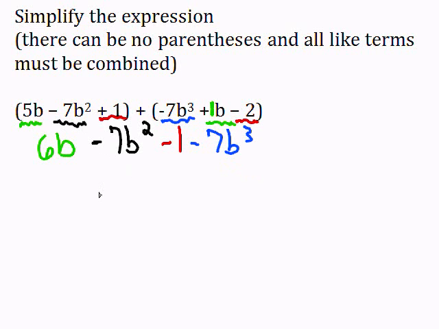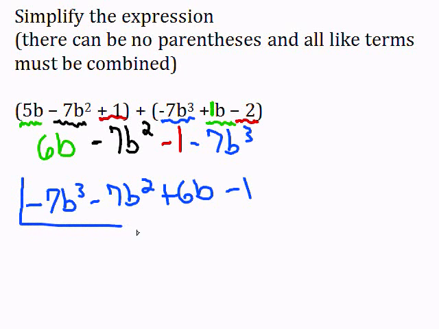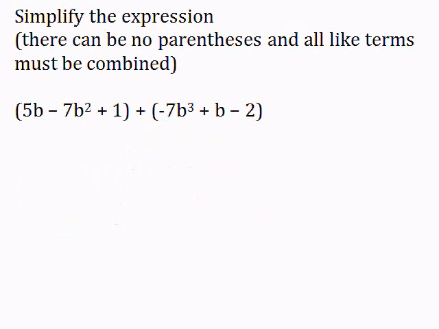Once we combine our like terms, we must rewrite our expression from largest exponent to smallest exponent. So we're going to start with negative 7b to the third, since that is the term with our largest exponent. Minus 7b squared plus 6b. We write plus 6b because that is a positive 6b, and then minus 1. And we have now combined, or rather added, two polynomials.